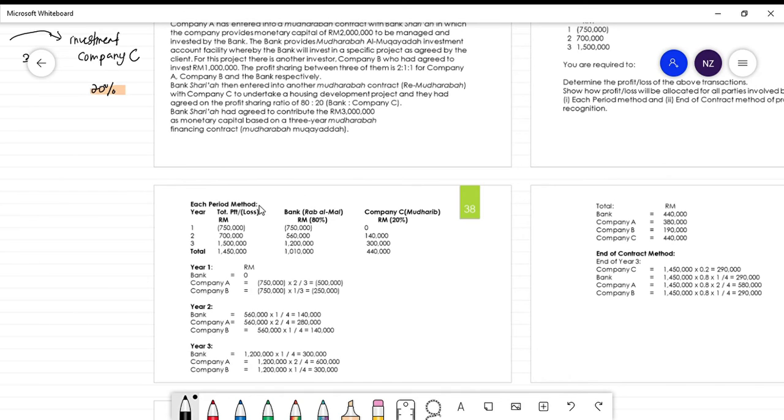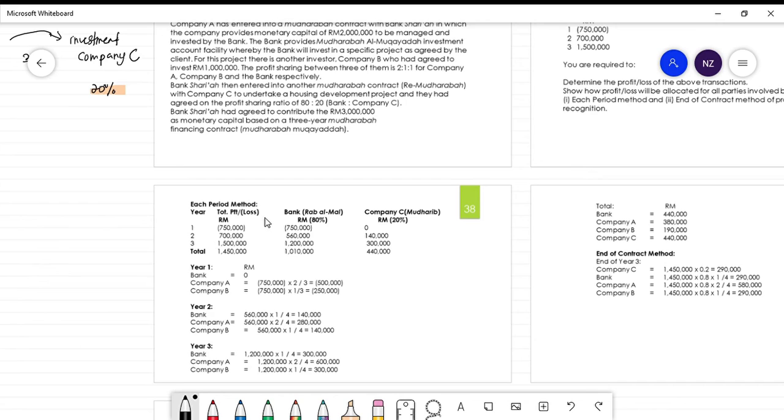Okay, awak tengoklah. First kan tadi kita kena kira dia punya profit based on each period method. So dia pun buat in table lah kan, sebab kita ada 3 tahun. And dia pun letaklah amount of the total profit and loss here. So 3 tahun 1, 2, 3, this is the profit. Now kita total. Kena put amount total sebab kita kena guna amount total ni untuk kita calculate dia punya profit at the end of the contract. So kita perlukanlah amount total ni. So jangan lupa letak amount total here.